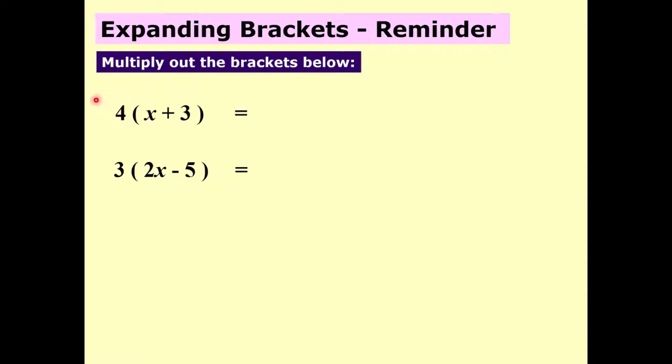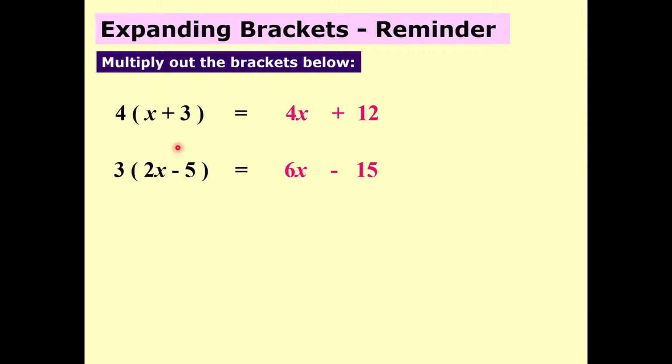So if we were to multiply this out, I'm sure you'll manage this. 4 times x gives us 4x, and then 4 times 3 gives us plus 12. So that's us expanded that bracket. Let's just do this other one. 3 times 2x gives us 6x, and then 3 times negative 5 gives us negative 15.